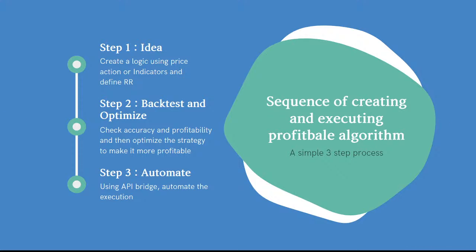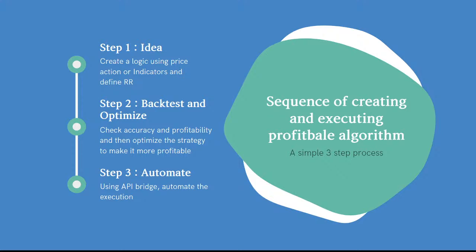So the sequence of creating and executing a profitable algorithm is a three-step process. First step is to create, basically build an idea. You can either build your own idea or copy an idea from any knowledgeable resource like YouTube, blogs, or maybe any training institutions where you find a logic or an indicator with a good risk reward to be profitable. You can get the idea or inspiration from anywhere.